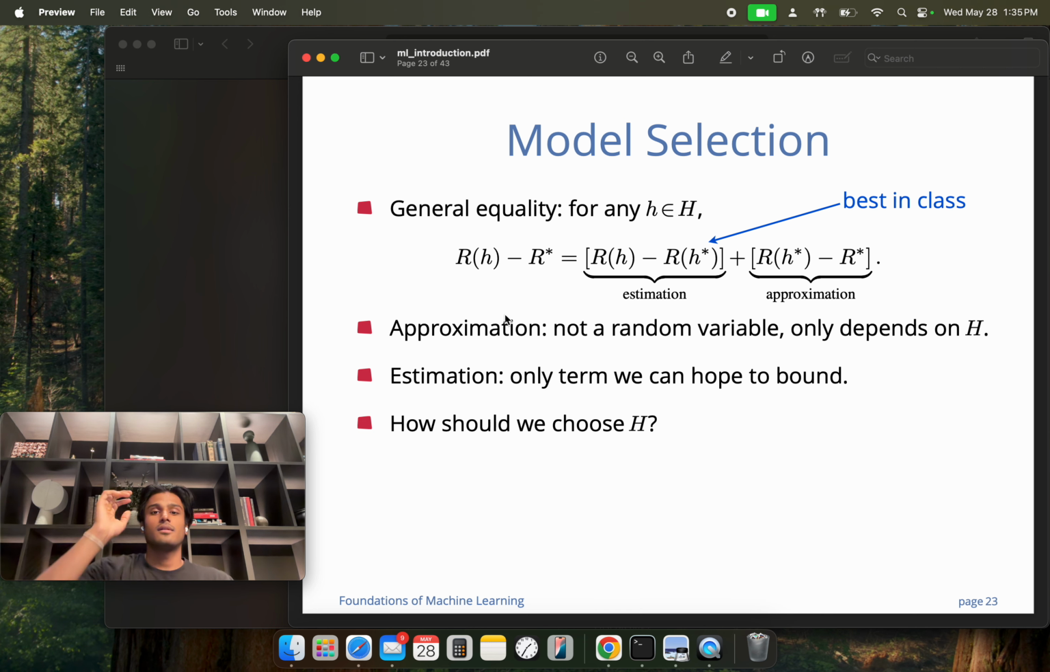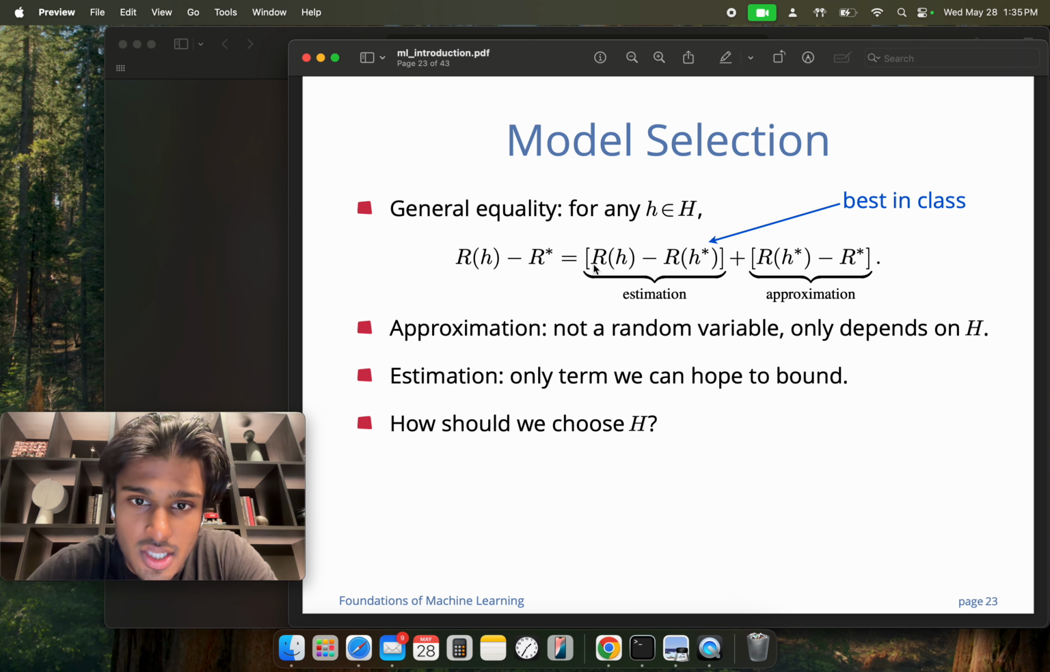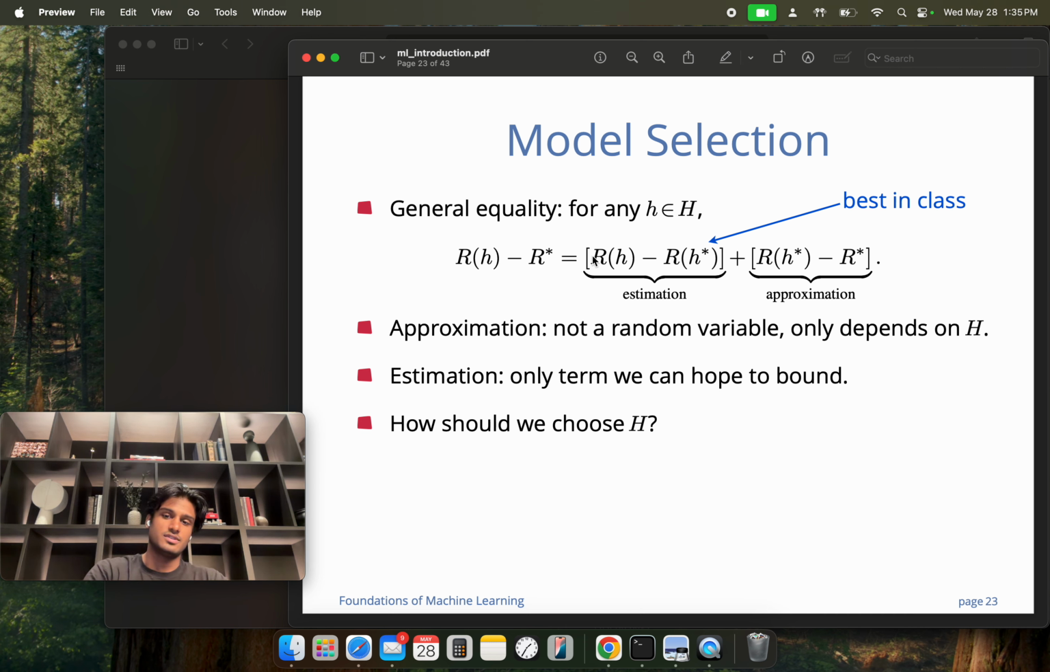So in general, what is the risk of h versus R star? R star is the best possible one. So h star is the best in class. So what we have here is, let's say we add and subtract the R of h star.